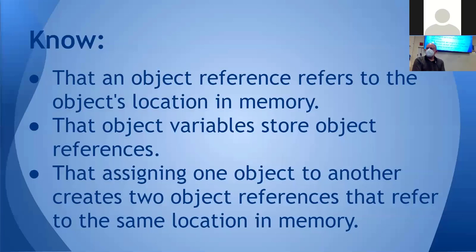Also you need to know that assigning one object to another creates two object references that refer to the same location in memory. It's a little bit odd, and it's not what you might anticipate. We talked about this last time we met. So object references work a little bit differently than primitive data types. In primitive data types, it makes a copy, but for object references, it doesn't.